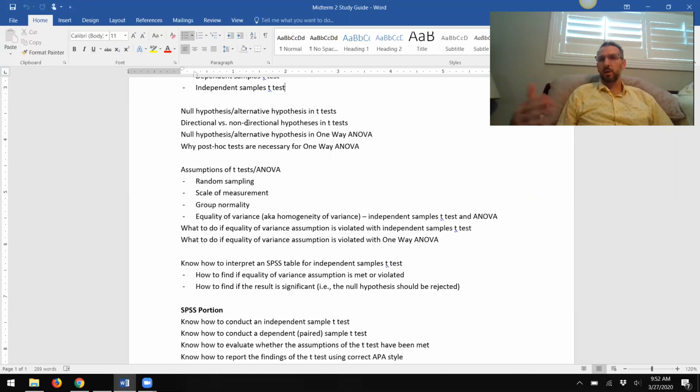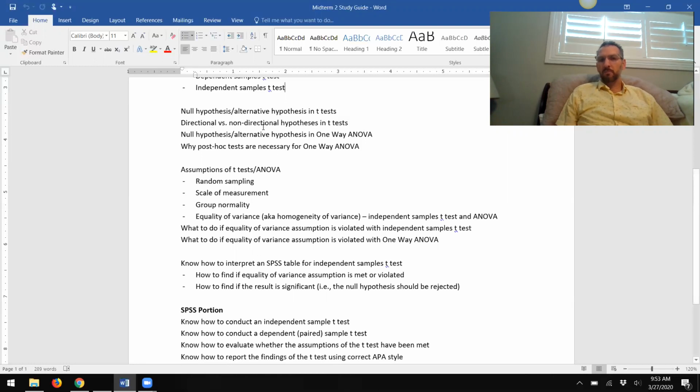The null hypothesis in the dependent samples t-test is that the dependent samples, the pre-post or the husband-wife, are not different, that they are the same. And the alternative hypothesis is that they are different. The null hypothesis in the independent samples t-test is that the means of the two groups are not different, that they are equal. And the alternative hypothesis is that they are different, they're not equal.